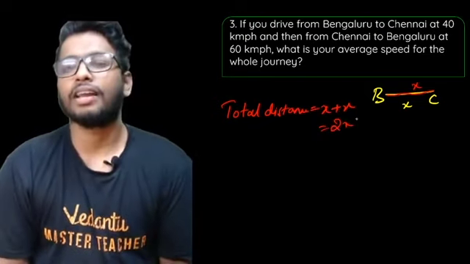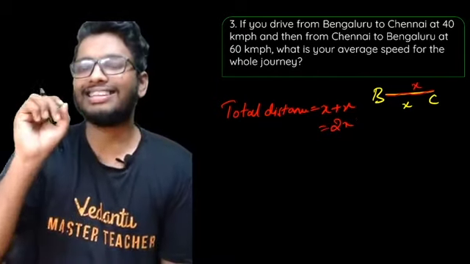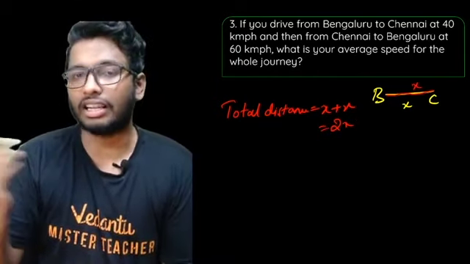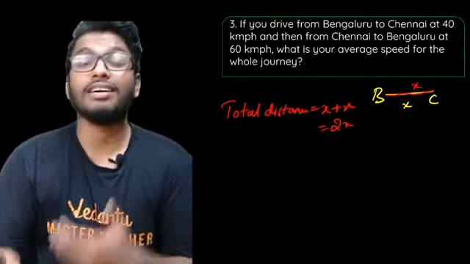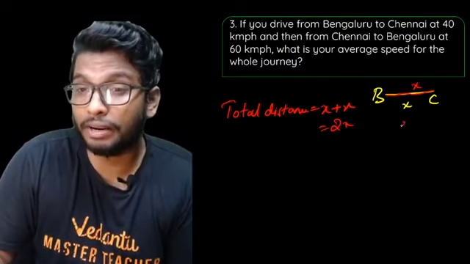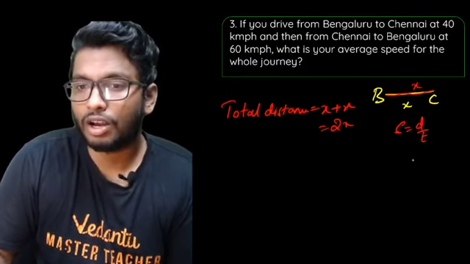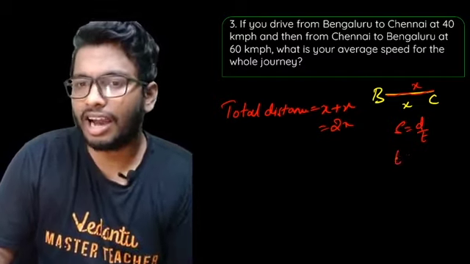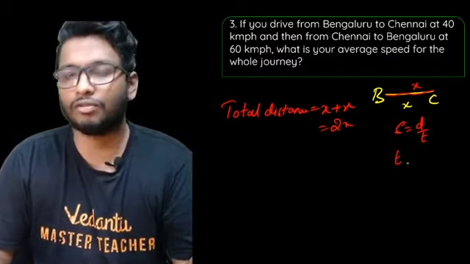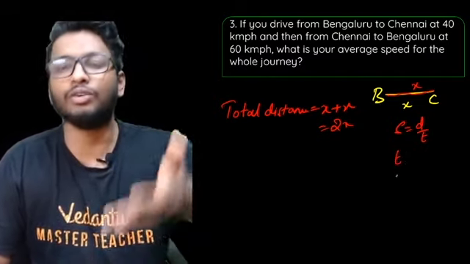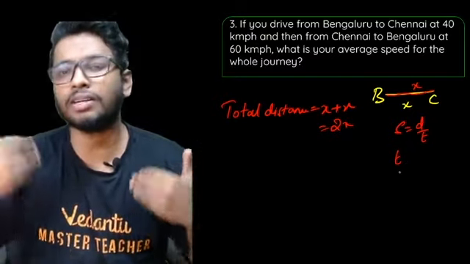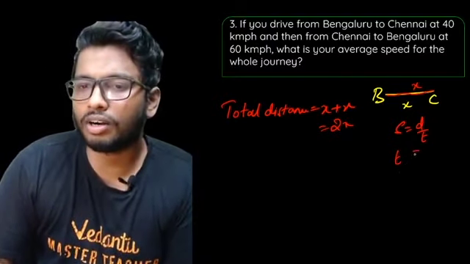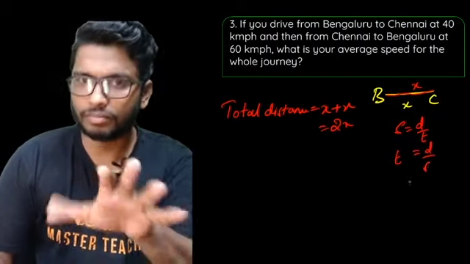Now, the formula for speed is equal to distance by time. To find out the average speed, I need to know the time taken as well: total distance by total time taken. I don't know the time taken either. So time taken is equal to what? Distance by speed.